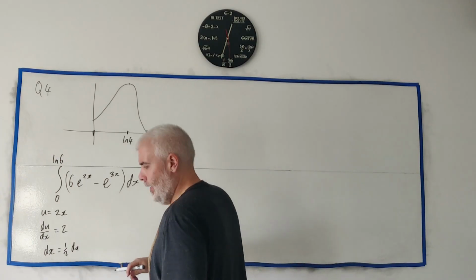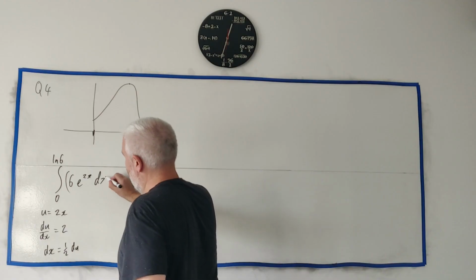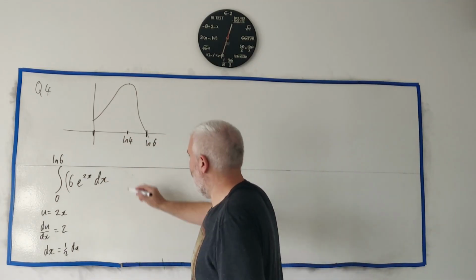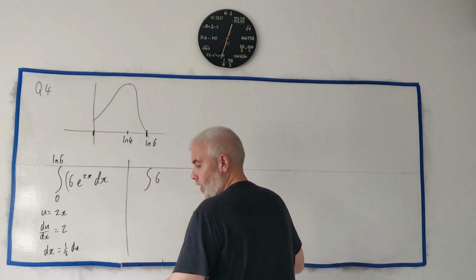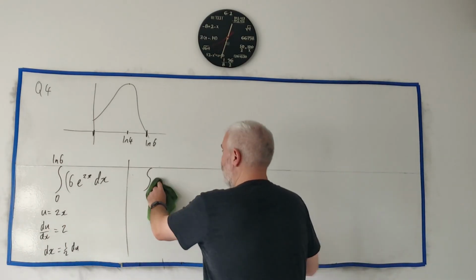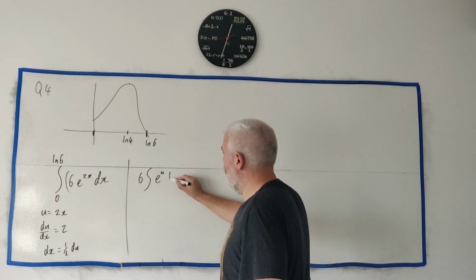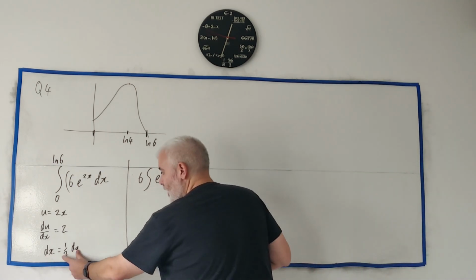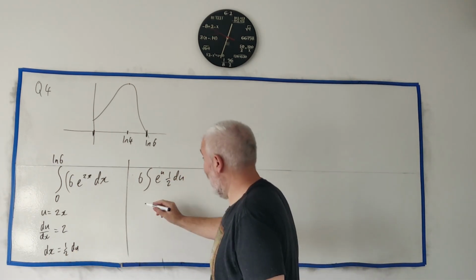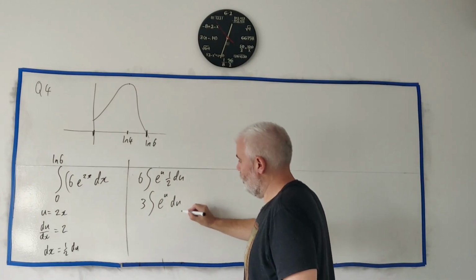So yeah, let me change this here. All I'm doing is this right now, and that would become the integral of 6. Well, the 6 can come outside the integral: 6 e to the u multiplied by a half du. I'm replacing the dx with a half du. And again, the half can come out. We get 3 integral e to the u du.